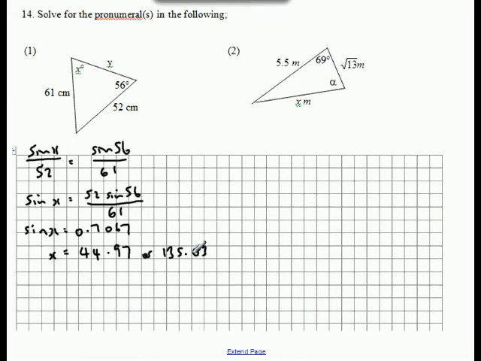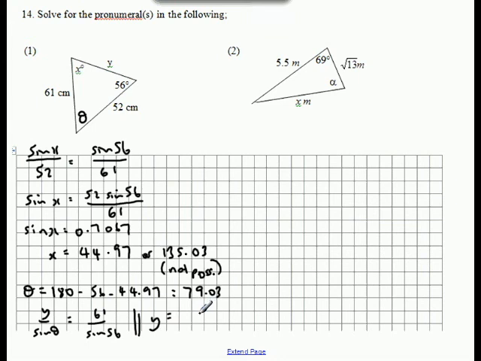Which is too big? If you add that 56, you're over 180 degrees. So you should check to see if it is possible. In this case, it's not. Now, given x, we can work out the value of y, and we can do that using the sine rule. So I can work out this missing angle here, which I'll call theta. Which gives us 79.03. So now, in order to work out y, we have y on sine theta equals 61 on sine 56. And rearrange that, we end up with a value of y being 72.24 centimetres.